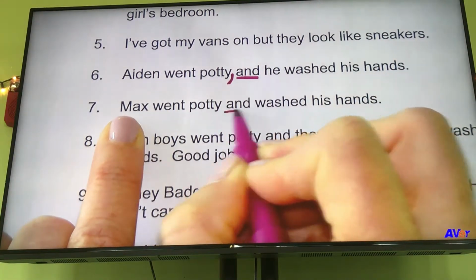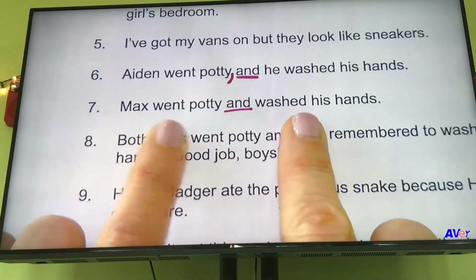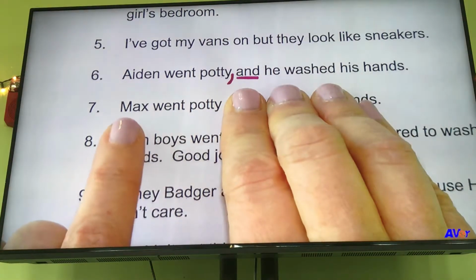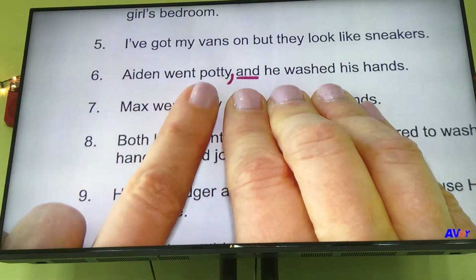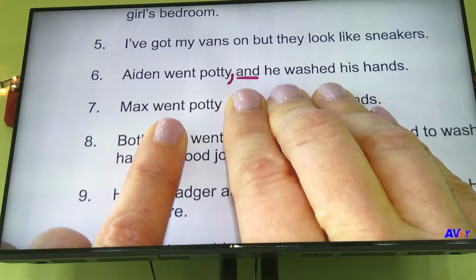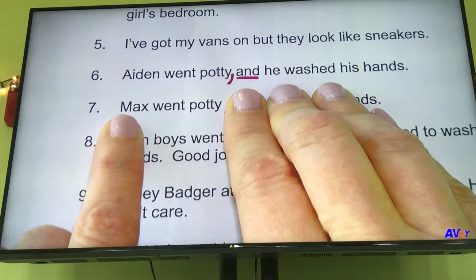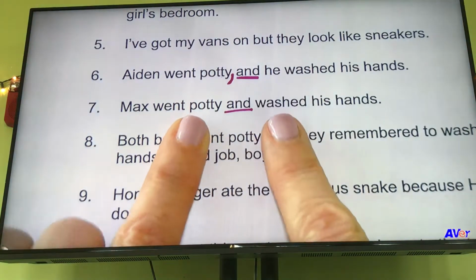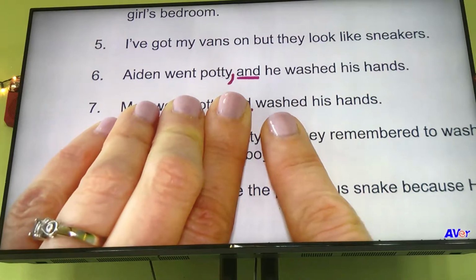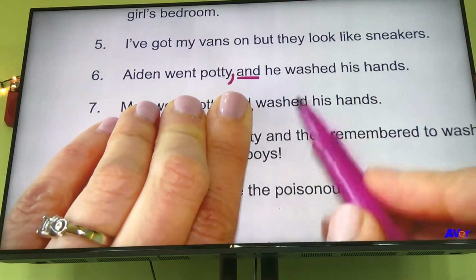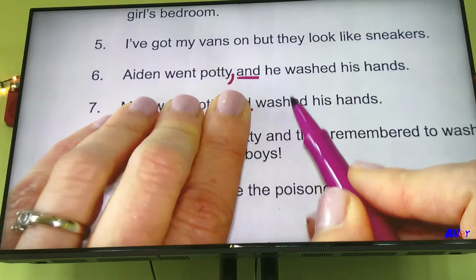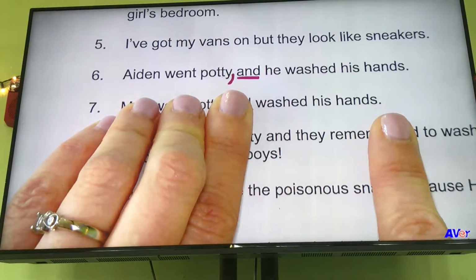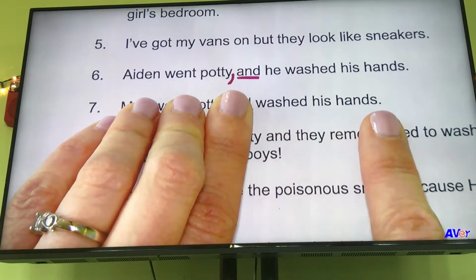What's the conjunction? And. Is there a complete sentence on either side of this conjunction? Let's see. Just looking at this side, Max went potty. Very similar to Aiden went potty. Went is the verb. Who went? Max did. So we have a subject, and because we have the verb, we've got a predicate. Complete sentence. On the other side, we've got washed his hands. Washed is the verb. Who washed his hands? Well, we know it's Max, but if we're just looking just on this side, there's no subject, right? So that is not a complete sentence.